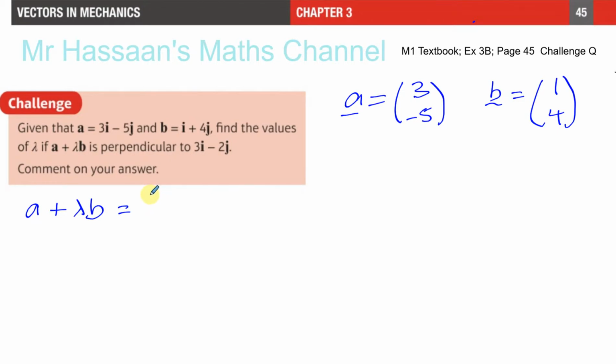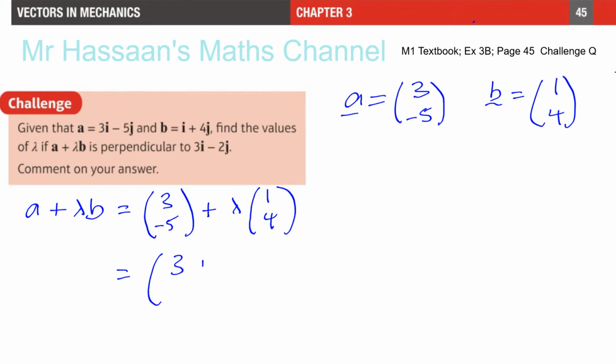So now, A plus lambda B would be (3, minus 5) plus lambda times (1, 4), which gives you 3 plus lambda, so that's the i component, the horizontal component, and minus 5 plus 4 lambda. Okay, now this vector is perpendicular to 3i minus 2j.